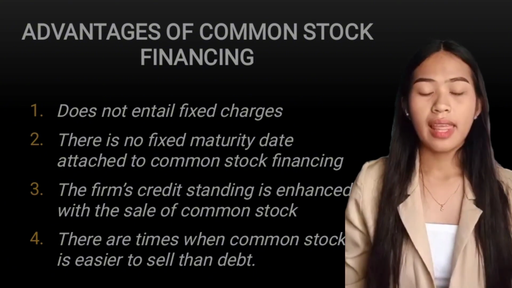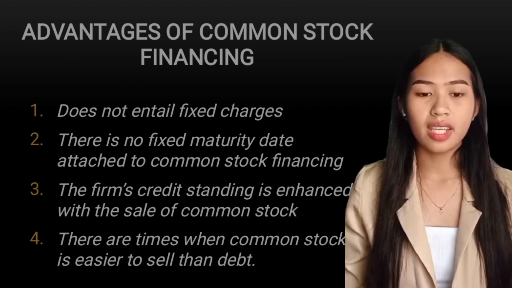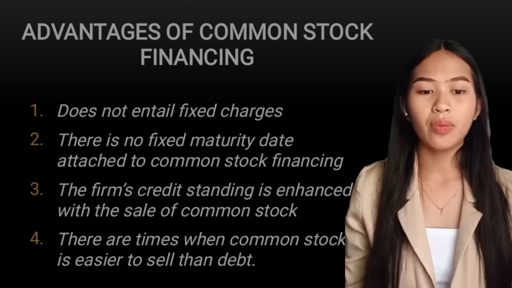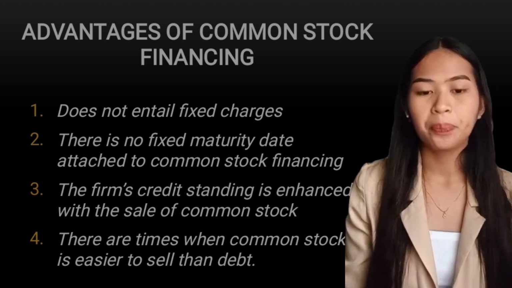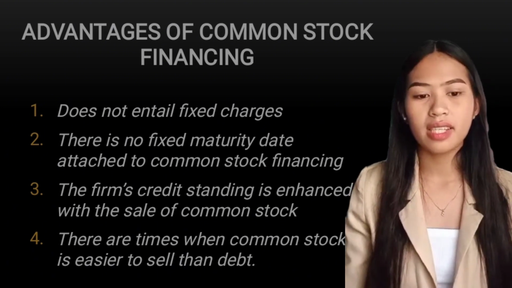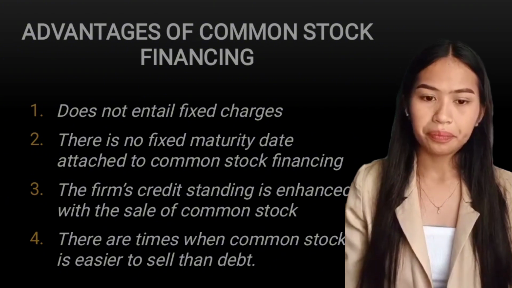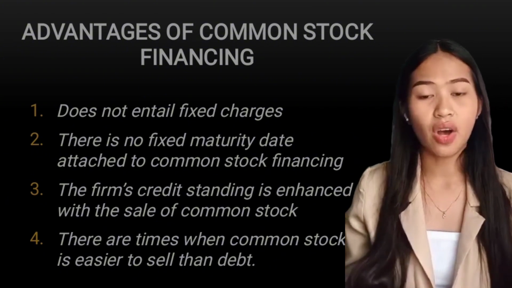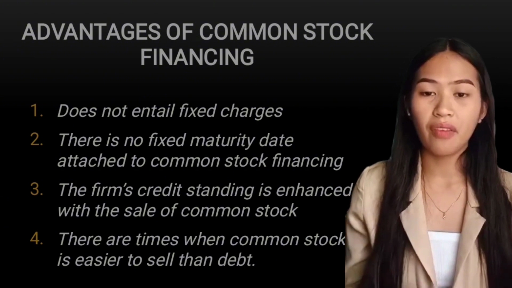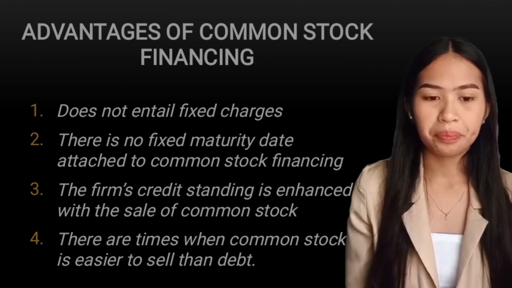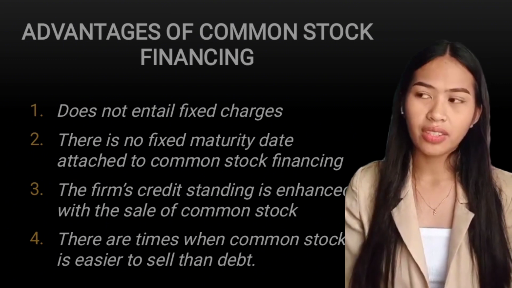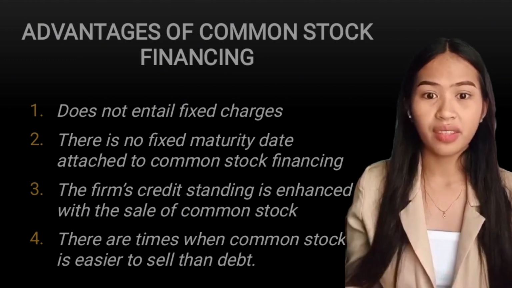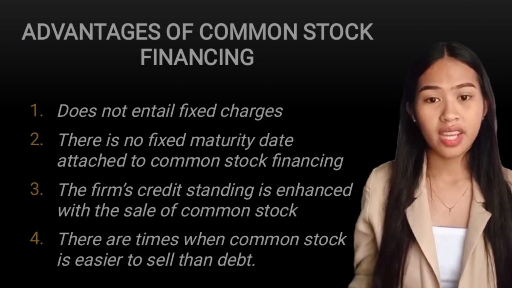So fourth, there are times when common stock is easier to sell than debts. This happens when stocks provide higher returns than preferred stocks or debts. So sometimes common stock is easier to sell than debts. This is especially true when stocks offer higher returns than preferred stocks or debts. It's like selling hotcakes at a fair, so they're more attractive when they're the tastier option around.